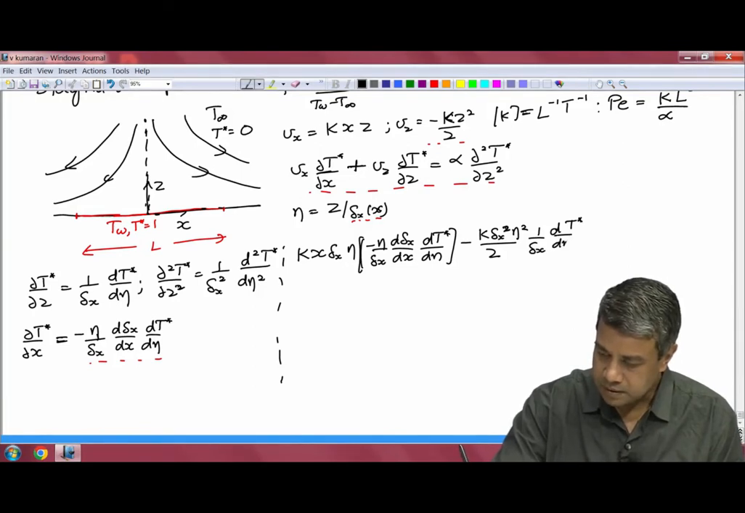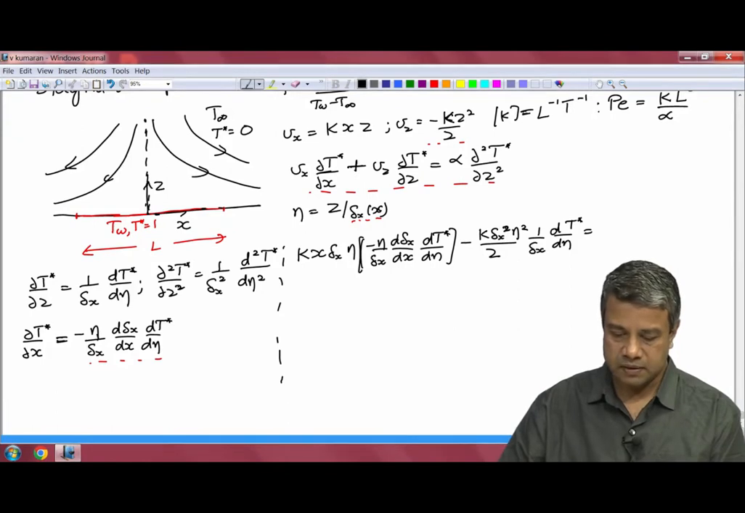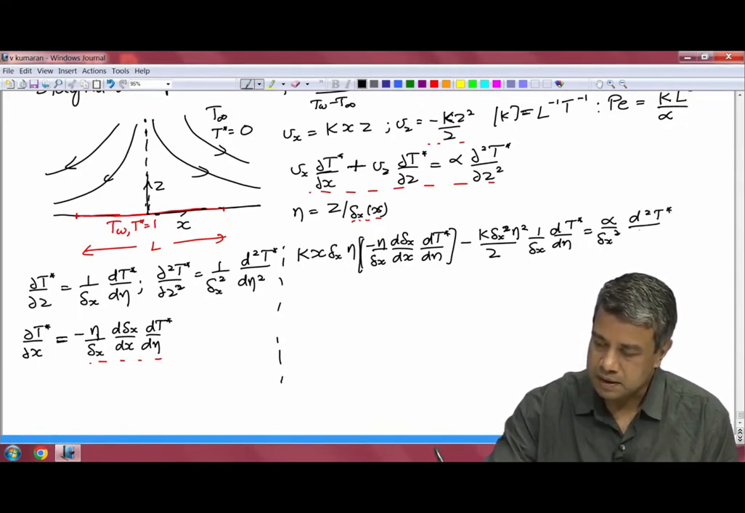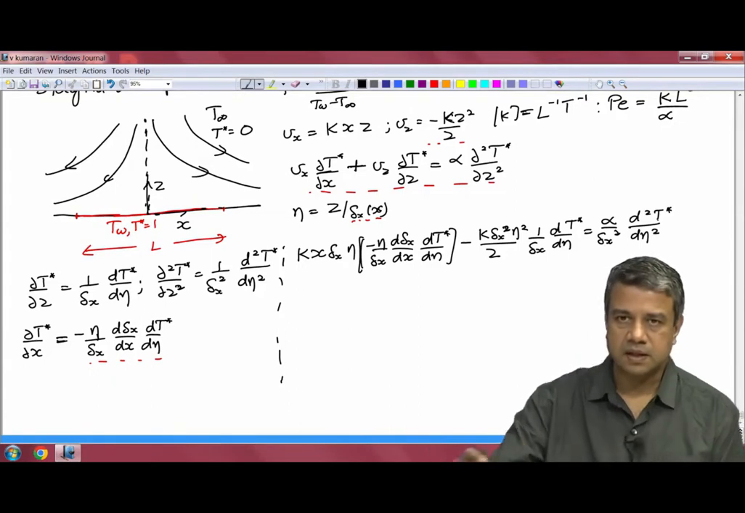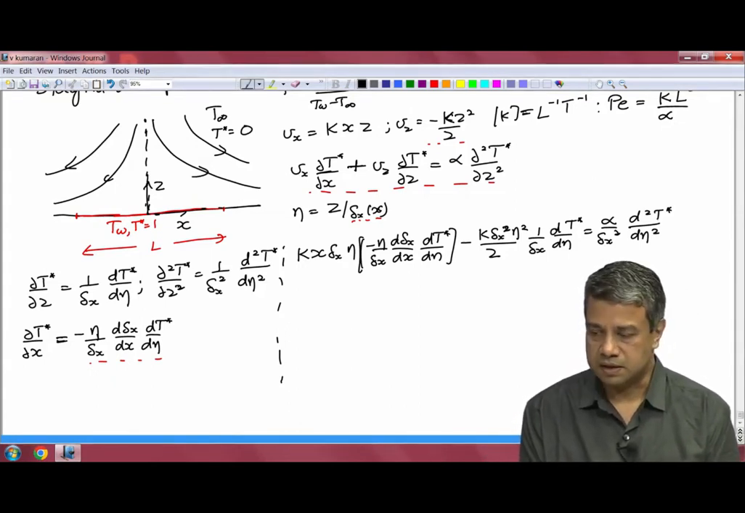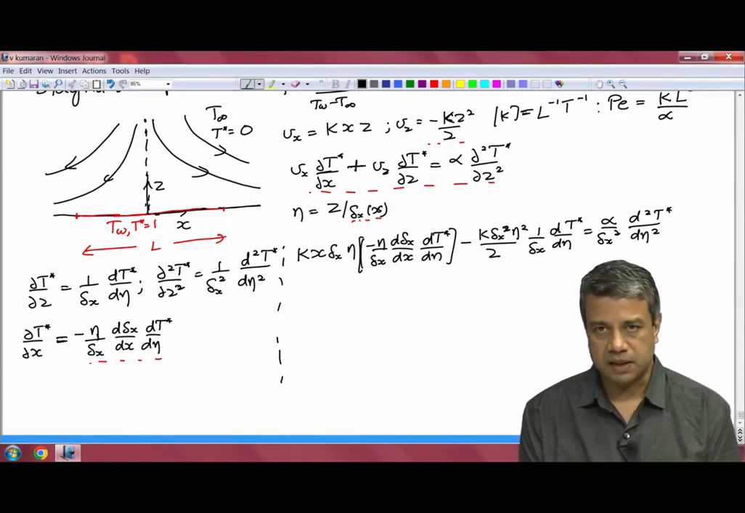Okay. And I have the second derivative with respect to x here. So, I get the thermal diffusivity by delta x square d square t by d eta square. That is the final expression for the temperature equation. That is the equation expressed in scaled form in terms of the variable eta.